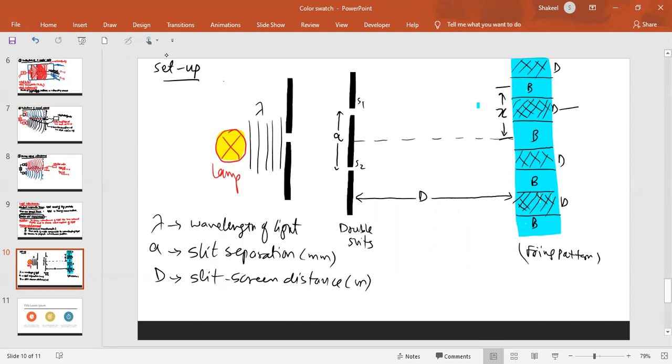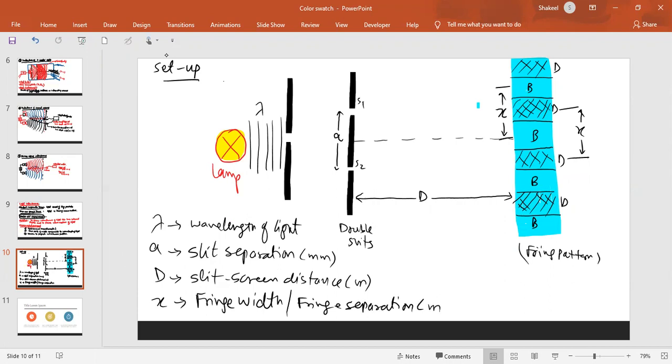X can be the distance between the centers of two adjacent fringes. It's just like the wavelength, the distance between two adjacent crests or two adjacent troughs. In a similar way, X is the distance between two adjacent bright fringes or two adjacent dark fringes. Not slit width, sorry, it's the fringe width, or fringe separation. Again, this is measured in meters. So these are the things.